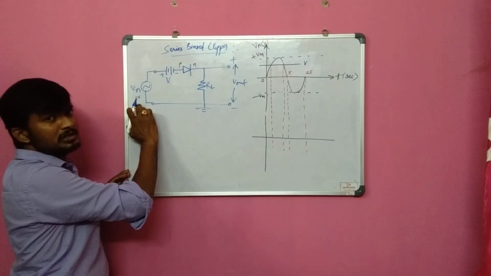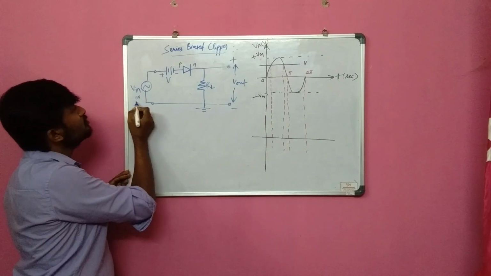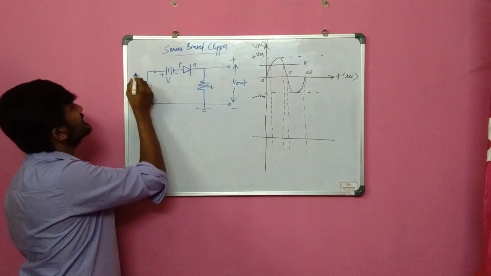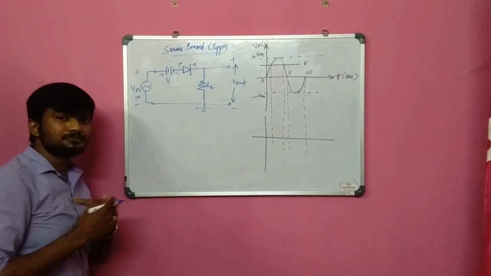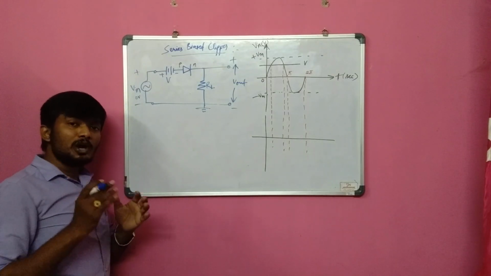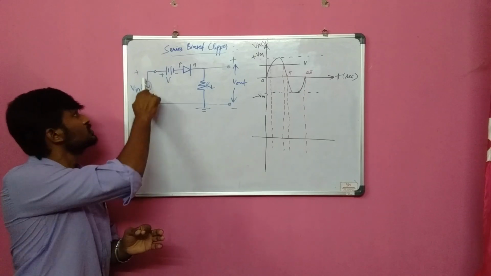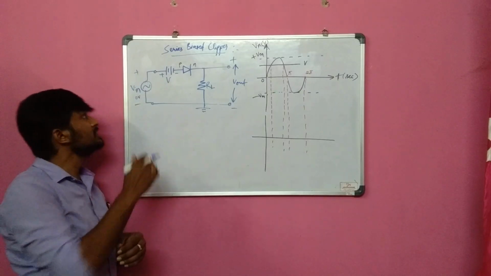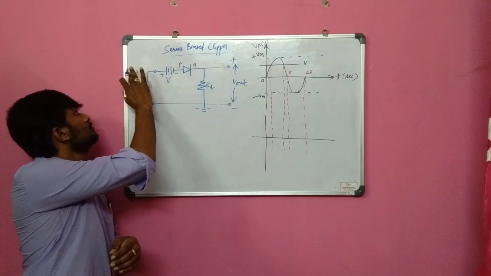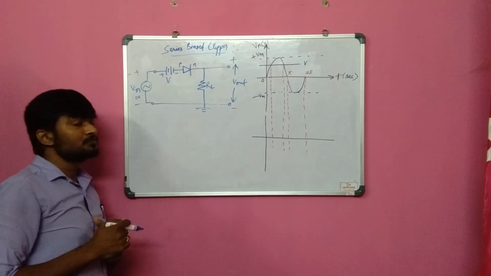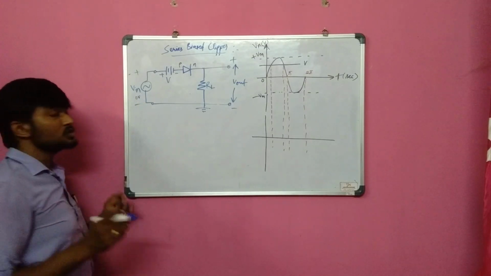Definitely less than V. Okay, so 0 is connected to what? For the positive half cycle, I will take the polarity as positive and negative only. As in the previous case, always for the positive half cycle, we have to consider the polarities for the input signal as positive and negative. For the negative half cycle, we have to change to minus and positive. So first, let's talk about the positive half cycle.